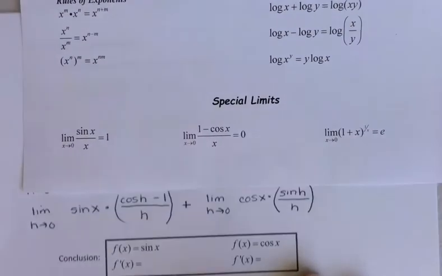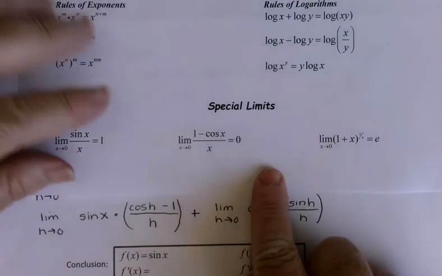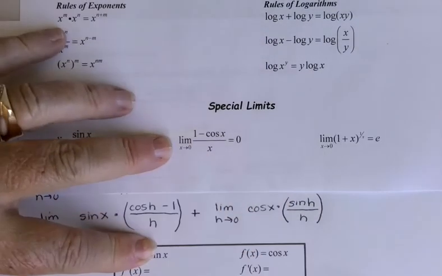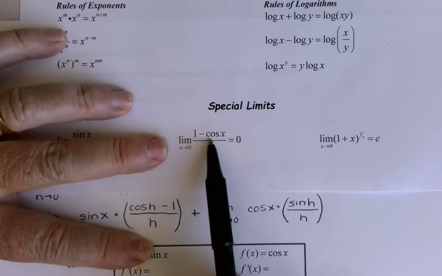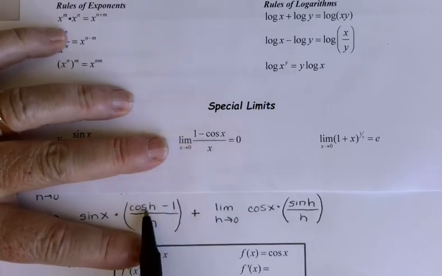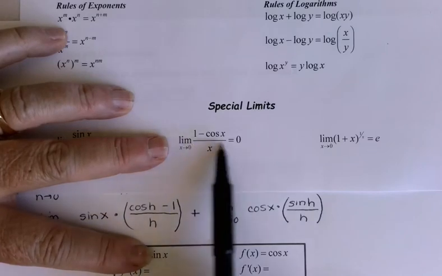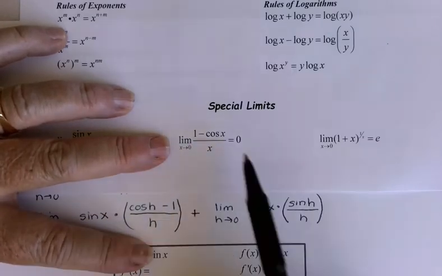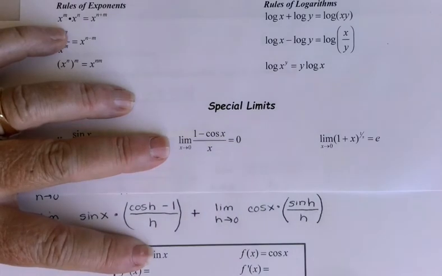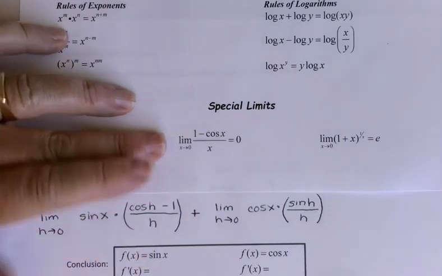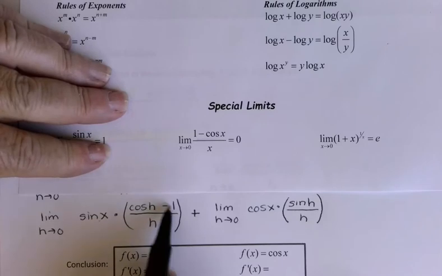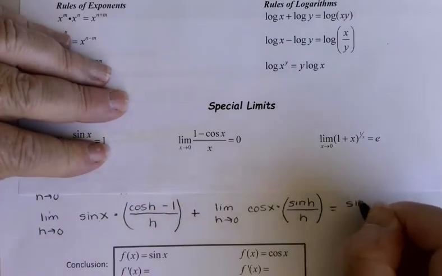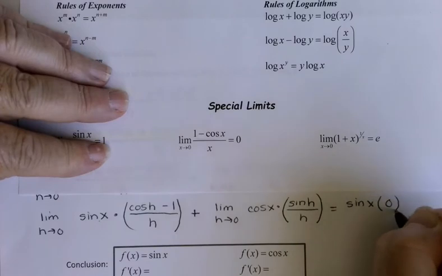And let's see what we've got here. This one is almost the same as that one, right? Now I will notice that 1 minus cosine x, and this is cosine h minus 1, it's reversed. But that's really just a multiplier of negative 1. And if I multiply 0 by negative 1, it's still 0. So I think I'm okay with that one. This is sine x times that special limit of 0.